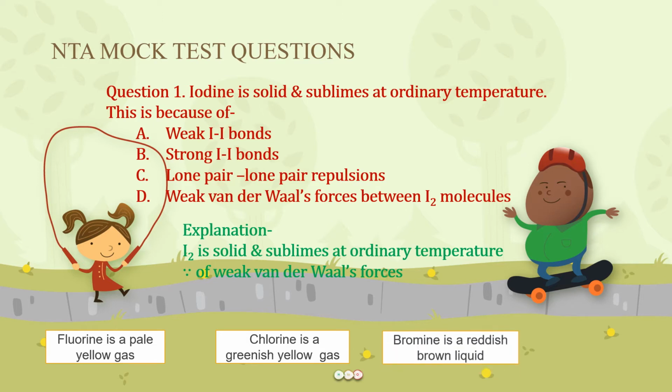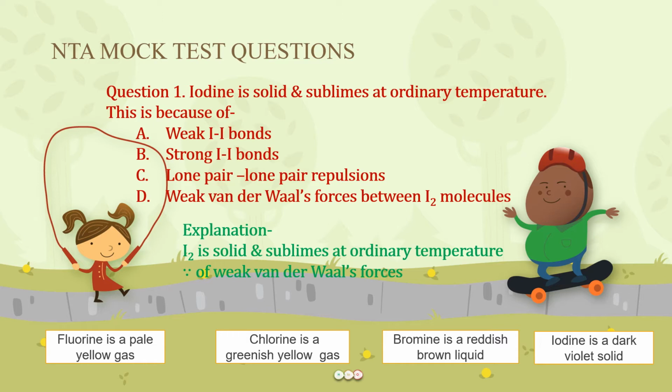And then we have bromine, which is a reddish brown liquid. And then we have iodine, which is a dark violet solid. What I have not written here from the halogen family is astatine, which is a radioactive element. So you can just add it to your notes. So these are the 5 elements of the halogen family: fluorine, chlorine, bromine, iodine, and astatine, which is a radioactive element.